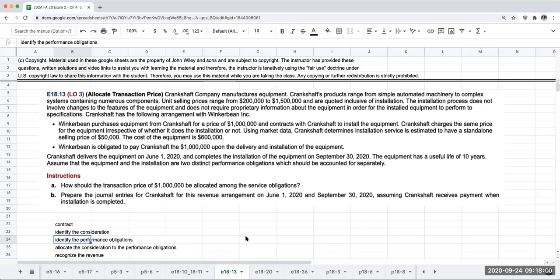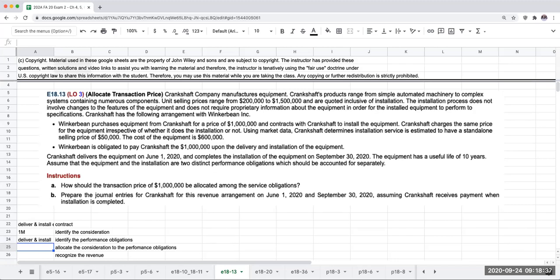There are two. The contract I'll write over here. My contract is deliver and install equipment. The consideration is $1 million. The performance obligations are deliver and then install. And we're going to say that these are two separate obligations.